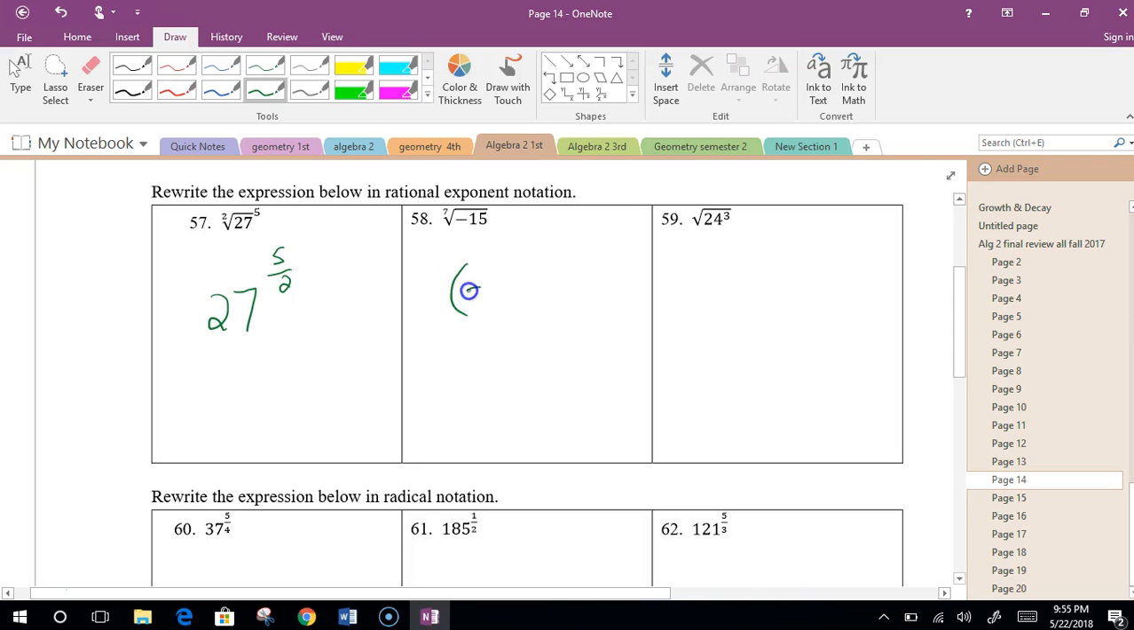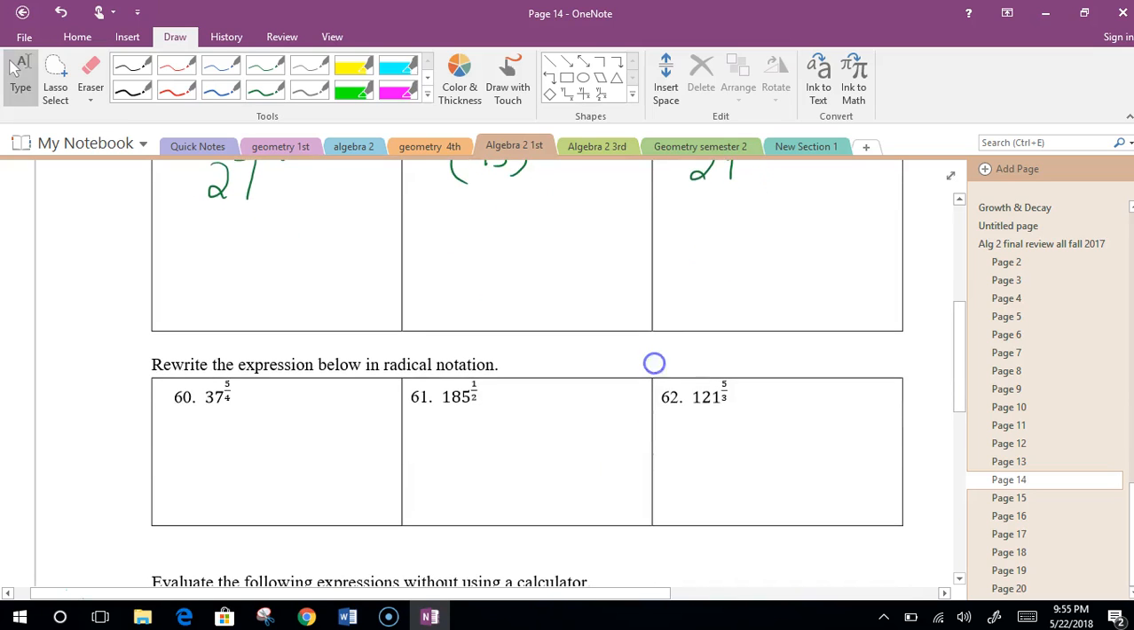58 would be negative 15. It doesn't have an exponent, so we give it a 1. Has an index of a 7. Just remember, because it's negative, we need to leave it in parentheses. And for 59, we have 24, exponent of a 3, but it doesn't show me an index, but that means it's an automatic square root, so it's 24 to the 3 over 2.